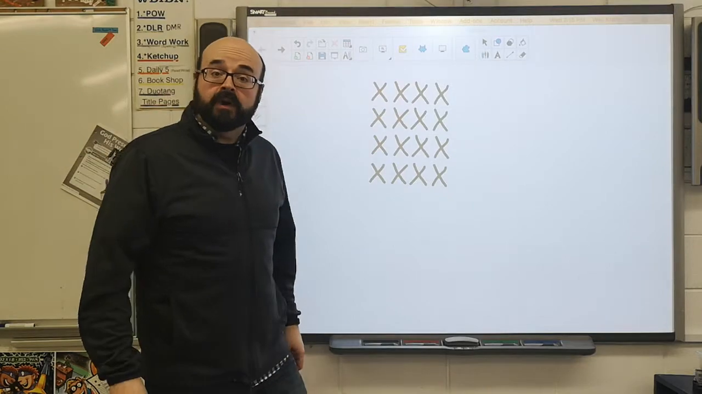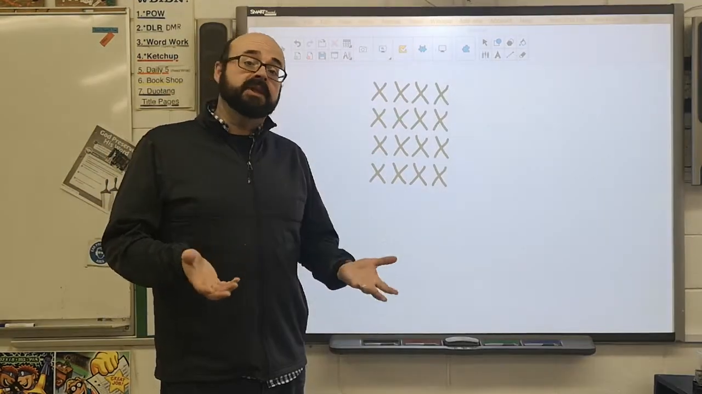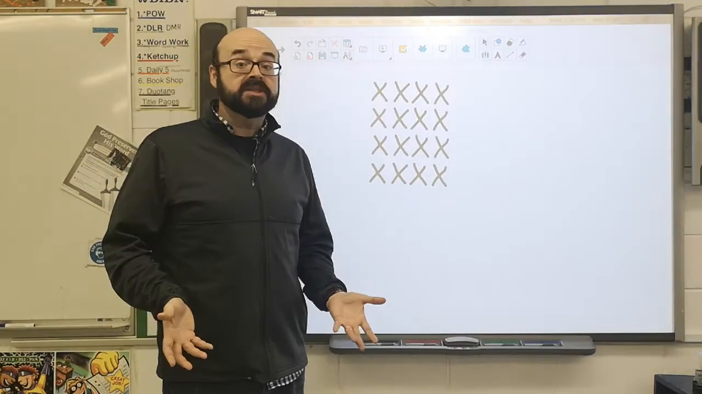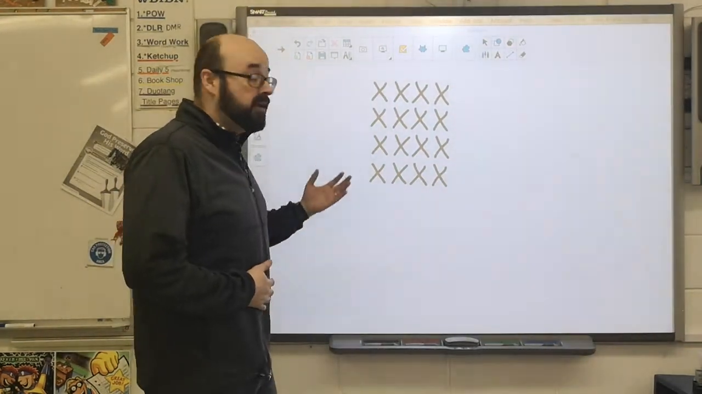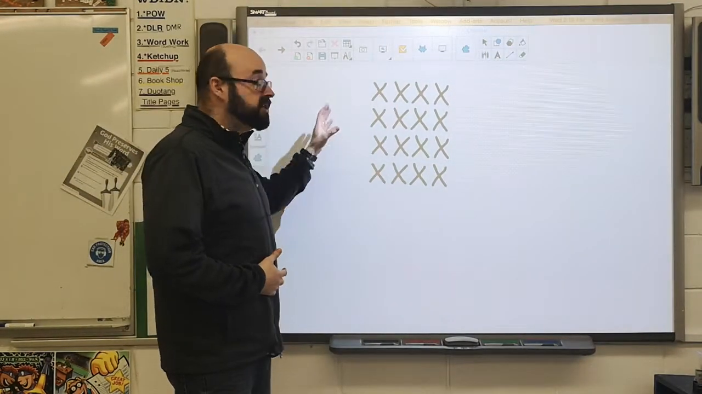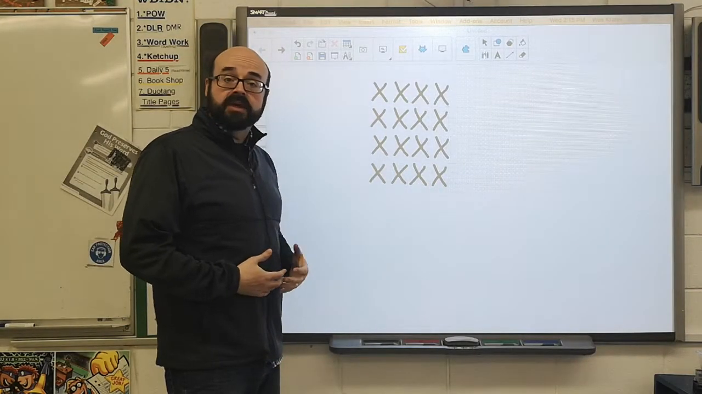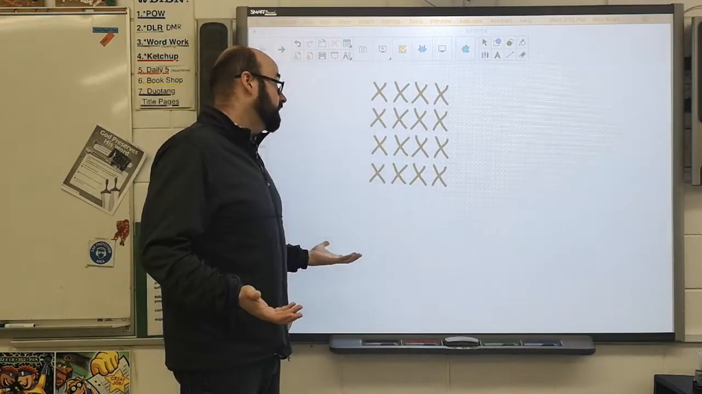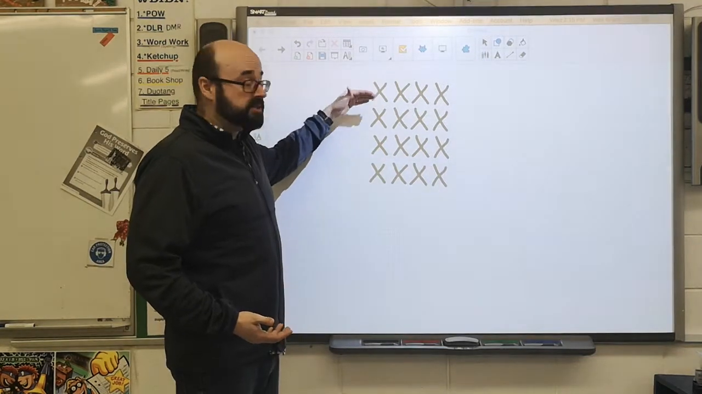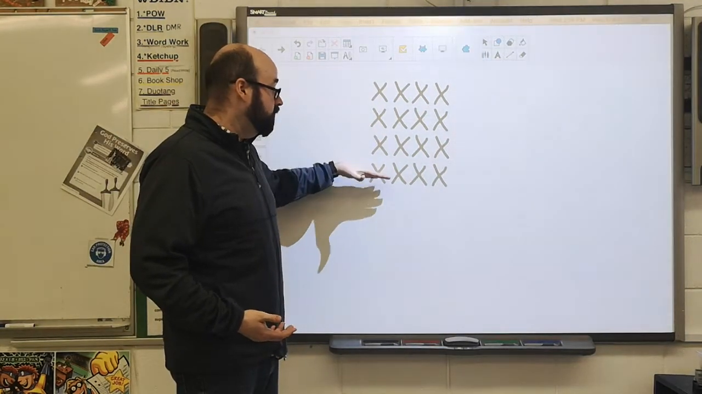Hey everybody, today what we're going to do is just a very short explanation of why you already know what division is. We have an array that shows us a bunch of x's in rows and in columns so that we can figure out what the multiplication sentence here is. We've got four in this row, four in this row, four in this row, four in this row.